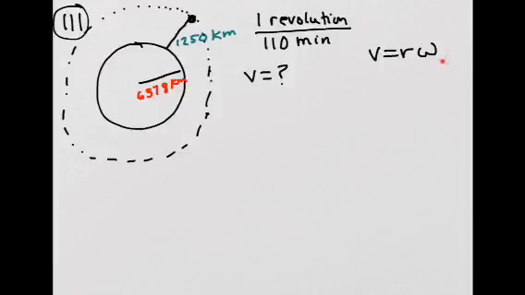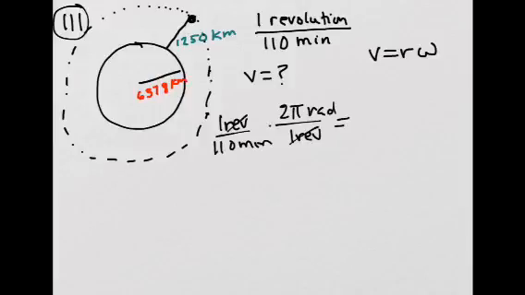Here's a formula that connects linear velocity with angular velocity, and this is the radius. And they're asking for the linear velocity of the satellite. Okay? So we are going to first convert this revolutions per minute into omega. So 1 rev over 110 minutes times 1 revolution is 2 pi radians. So revolution is cancelled.